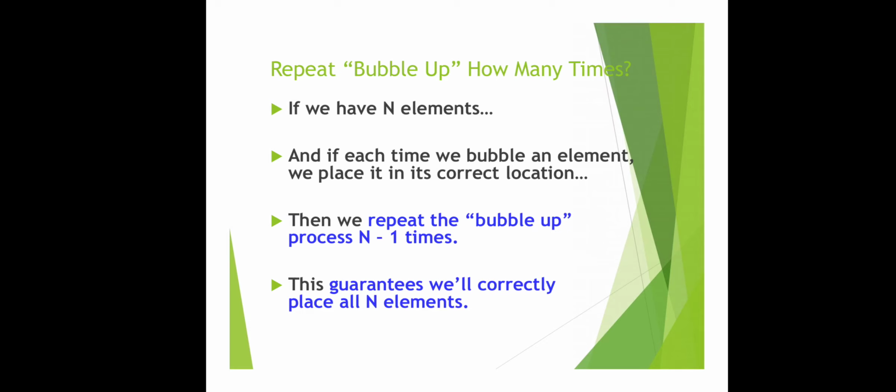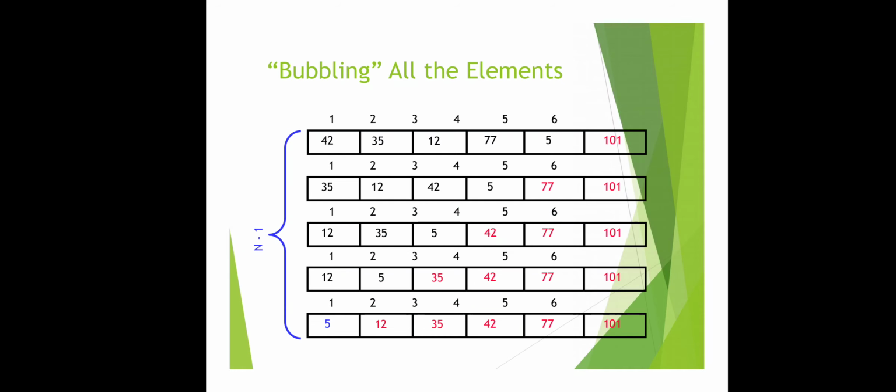If we have n number of elements, and each time we bubble an element we place it into its correct location, then we repeat the bubble up process n minus 1 times. This guarantees that we will correctly place all n elements. So here is the list after bubbling all the elements. The sorted list will be 5, 12, 35, 42, 77 and 101.